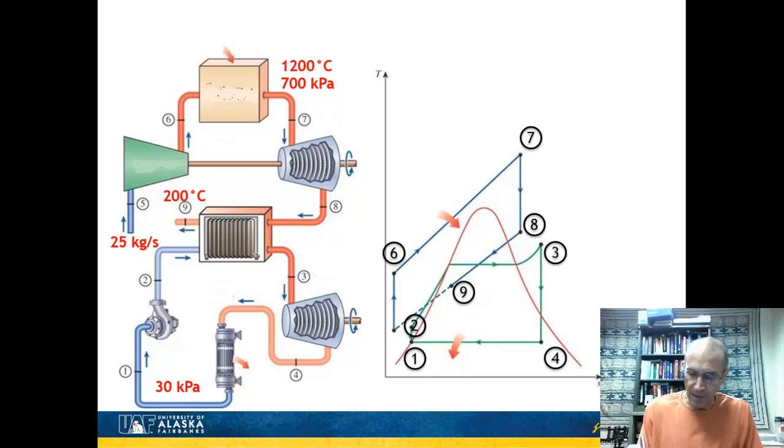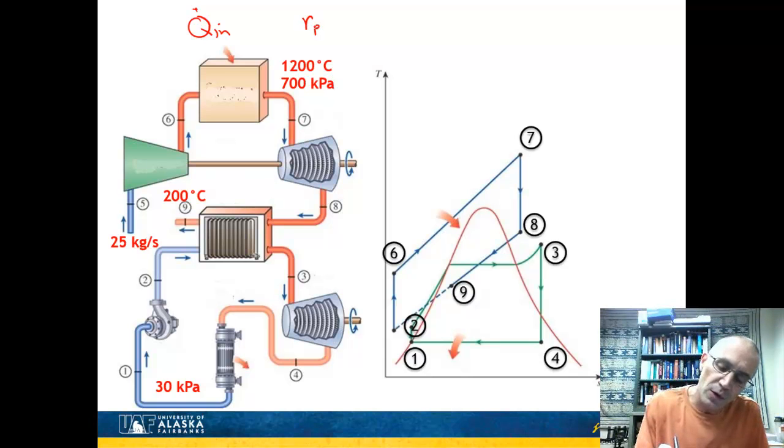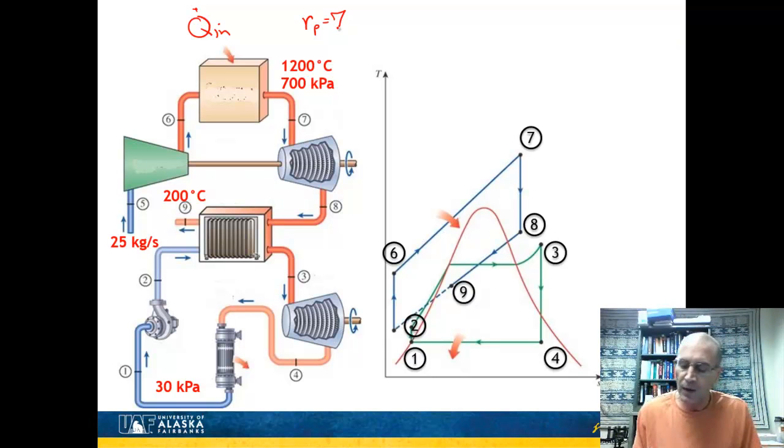I've again just shown the diagram here for a combined cycle, where our heat input is up here. A couple of the specified numbers: our combustor is going to be operating at 1200 degrees Celsius and 700 kPa. If we assume air is coming in at atmospheric pressure, this is a pressure ratio of 7, so RP is equal to 7. We're going to operate our water Rankine cycle with a condenser down here at 30 kPa. We're also going to specify the mass flow rate of air at 25 kilograms per second. That's the mass flow rate of air going into the Brayton cycle.